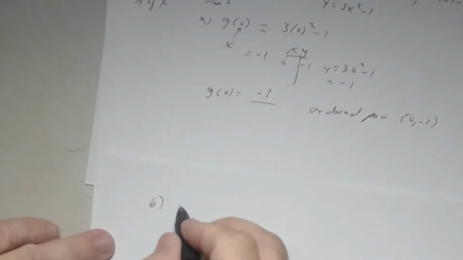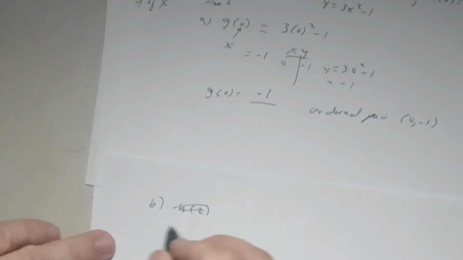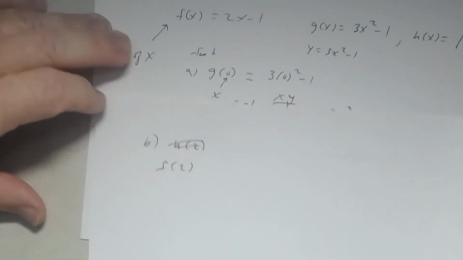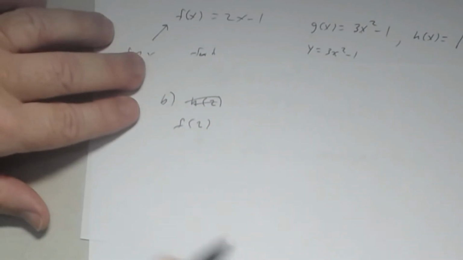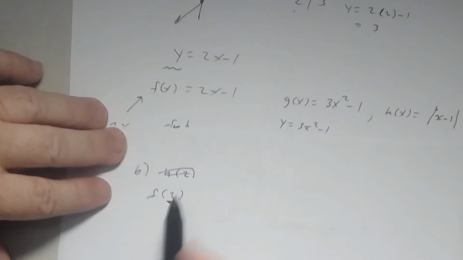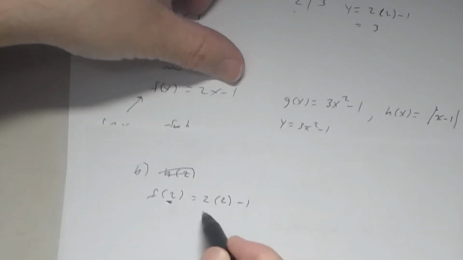So in part B, let's suppose you had h of 2. Let's not do h yet. Let's do f of 2. How do you find f of 2? Well, which function do I go to? F of x equals 2x minus 1. Correct, so I go here. And wherever I see the variable x, what do I substitute? 2. So you would get 2 times 2 minus 1, and then use the order of operations. 2 times 2 is 4. 4 minus 1 is 3. So f of 2 is equal to 3.